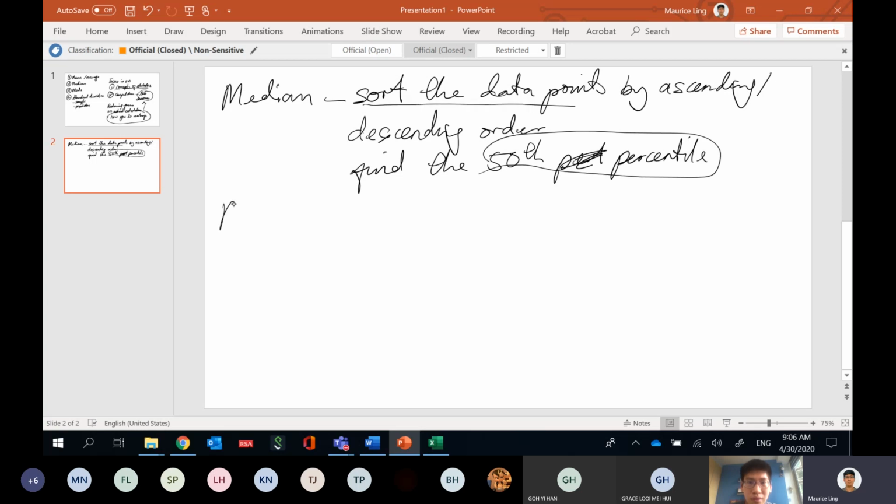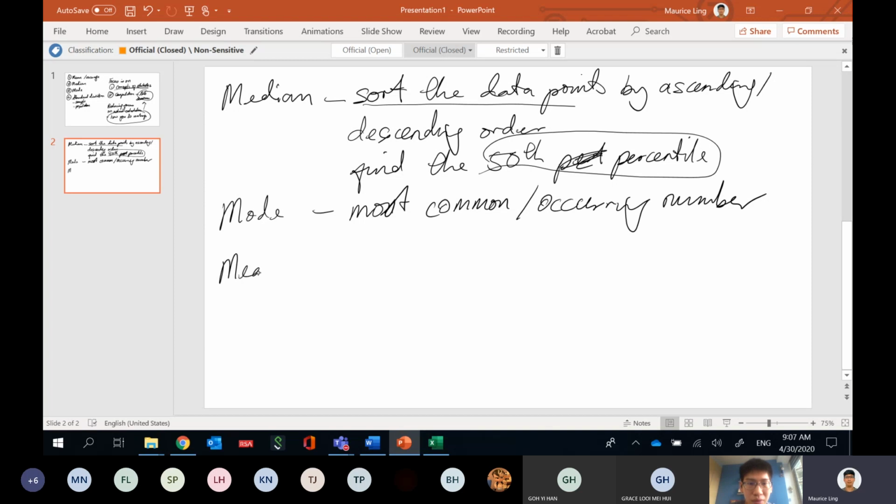Okay, how about mode? Mode is the number which appears the most frequently in the set of data, sir. Okay, the most common or most occurring number. So that's it.